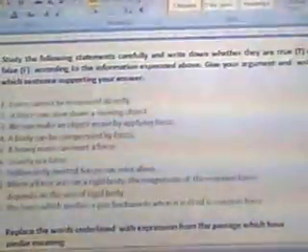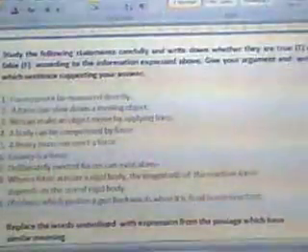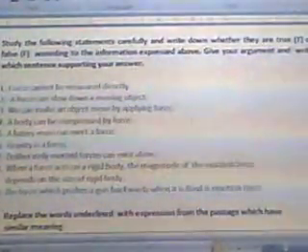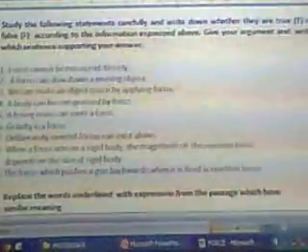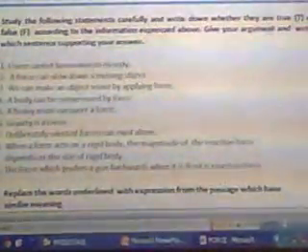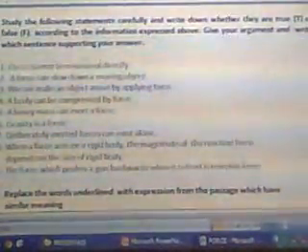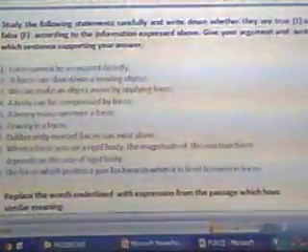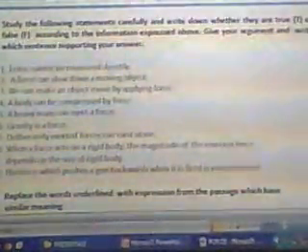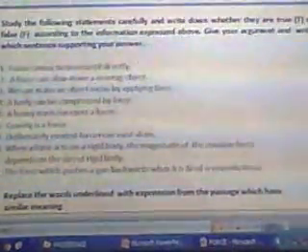Study the following statements carefully and write down whether they are true or false according to the information expressed above. And give your arguments. Write which sentence supports your answer. So, for example, when we give a student the statement, force cannot be measured directly, the student will answer true.